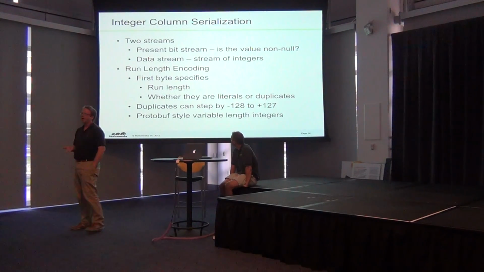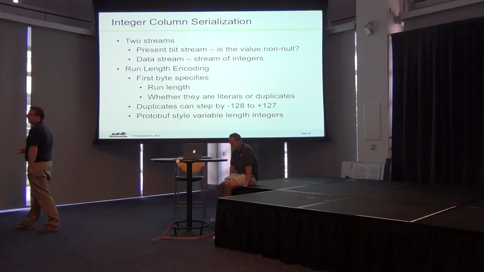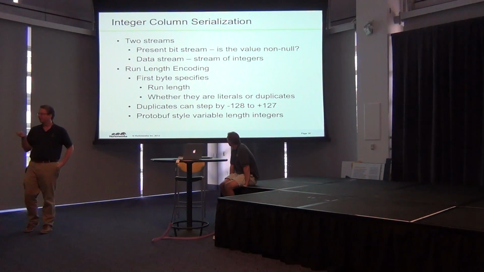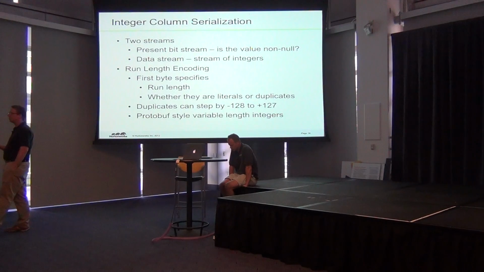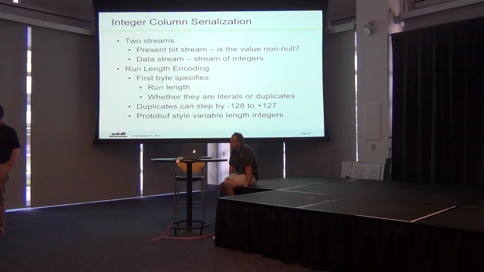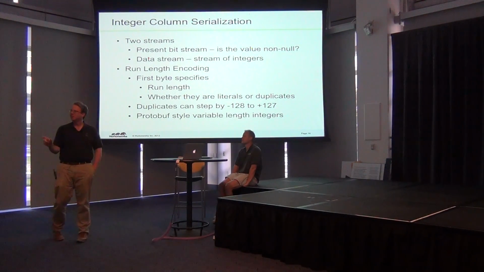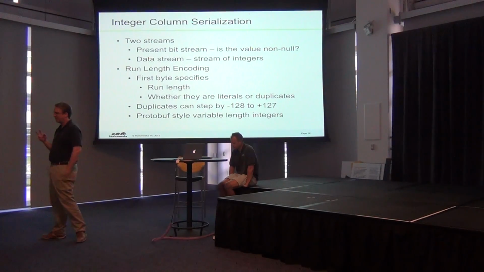Okay, so how do we actually encode the integers, right? I said that there's run-length encoding. So how do we actually encode it? And the answer is that every set of integers starts with a byte that says either this is run-length encoded or it's a bunch of literals. If it's a run, then we start with what value it is and how many instances it has.